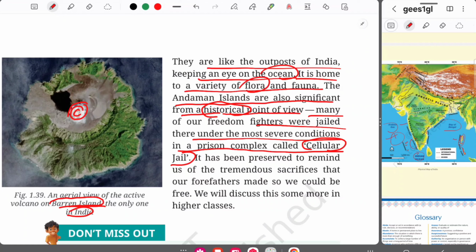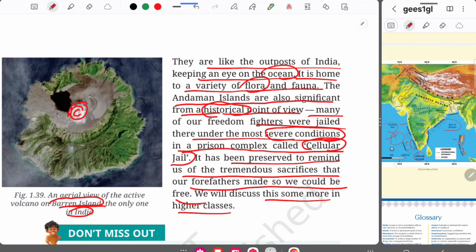They were kept in these jails in very severe conditions, meaning they were tortured very badly. So that is why it is significant from the historical point of view as well. You will learn more about this in your history classes. It has been preserved to remind us of the tremendous sacrifice that our forefathers made so we could be free. We will discuss this some more in our higher classes.